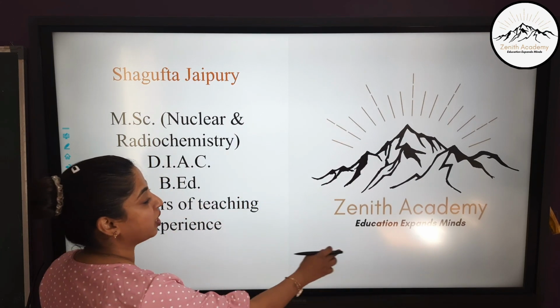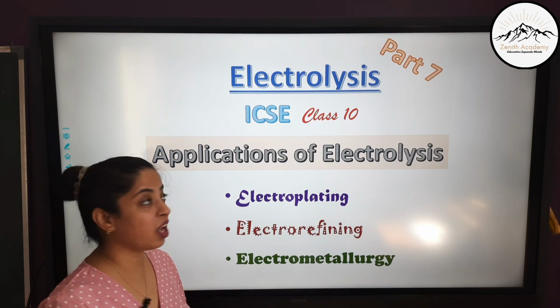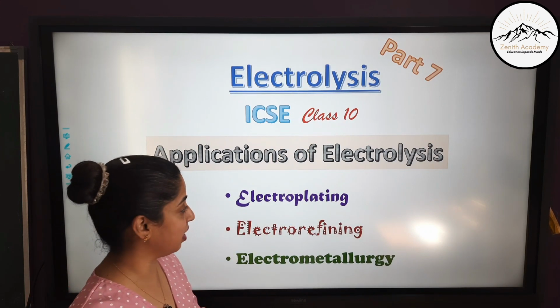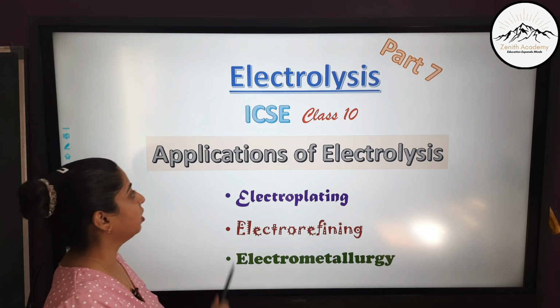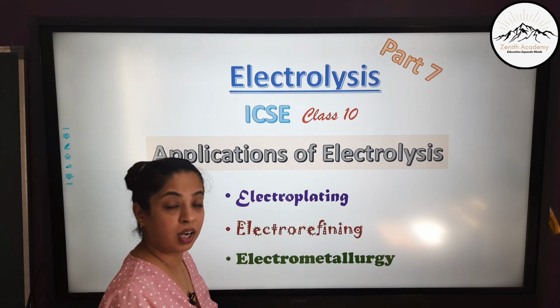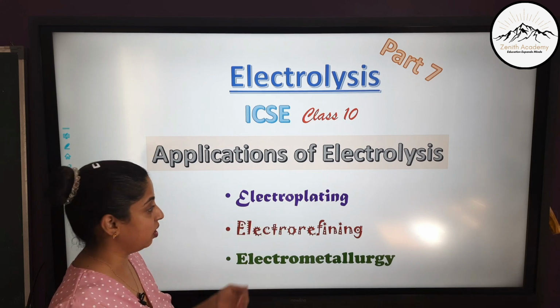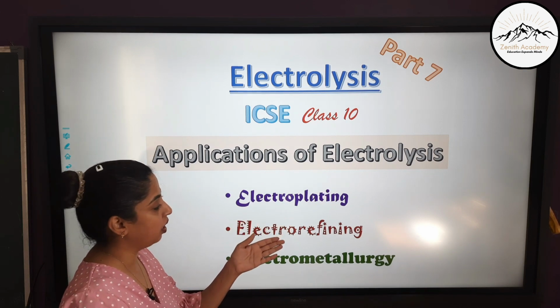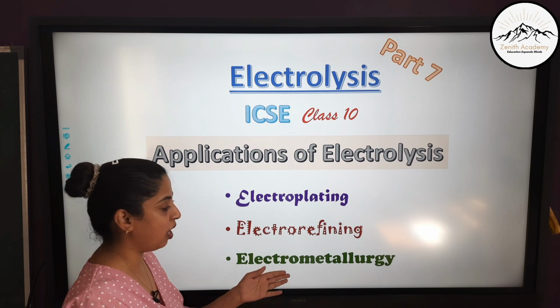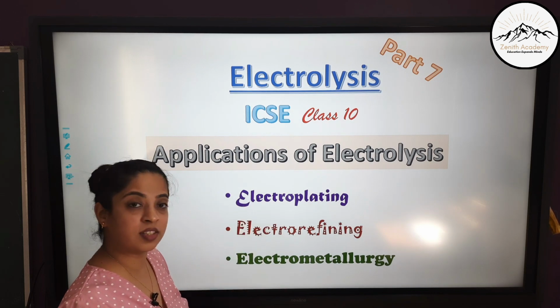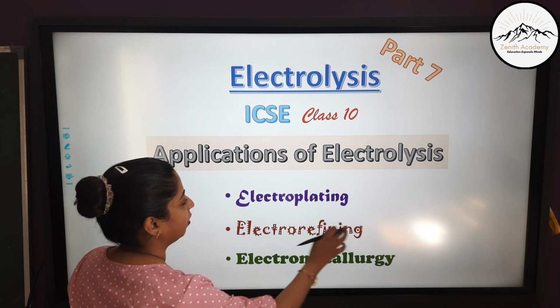My name is Shagufta Jaipuri and finally we are on the last part of the chapter Electrolysis for ICSE class 10. And in this part we will study the applications of electrolysis, and under this heading we will study three processes, that is electroplating, electrorefining and electrometallurgy. So let's go ahead and understand all these three processes in detail.